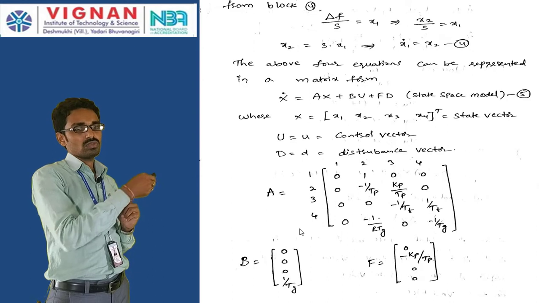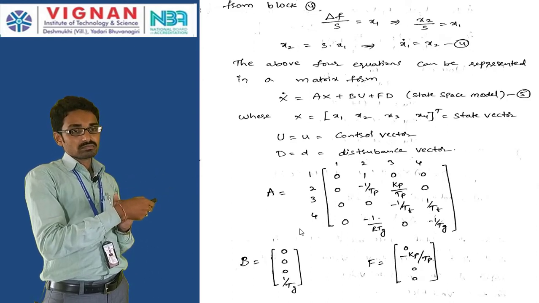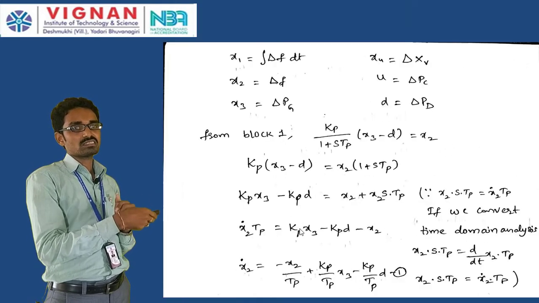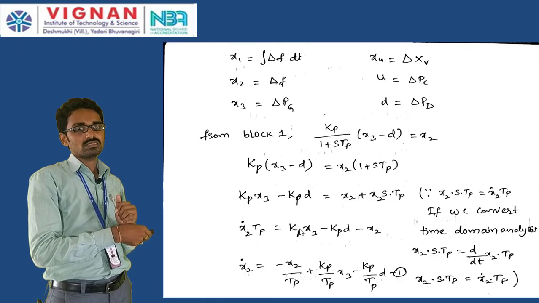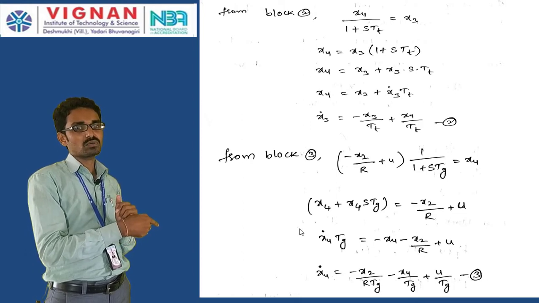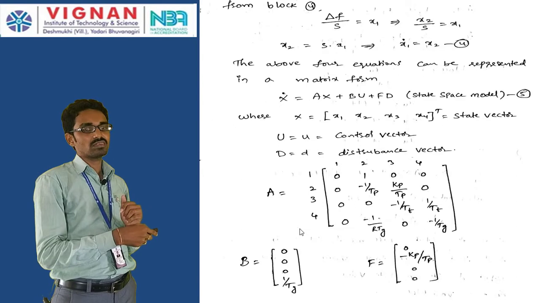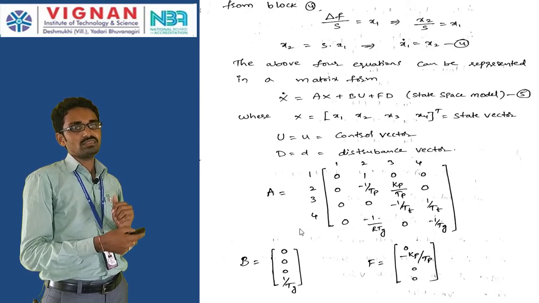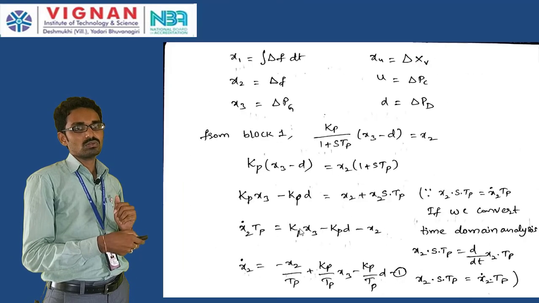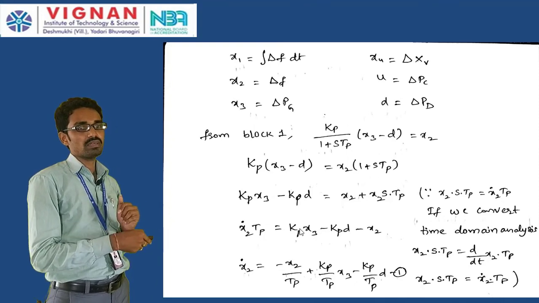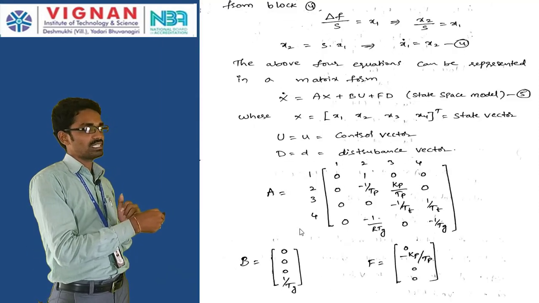B is equal to 0, 0, 0 and 1 by tg. In the last term you have 1 by tg, x4 dot is equal to 1 by tg. In the fourth place you have 1 by tg, so I have considered 1 by tg. Then you have the F vector, where you have d multiplied by d. For x2 dot, in the place of 2 you are going to get minus kp by tp.